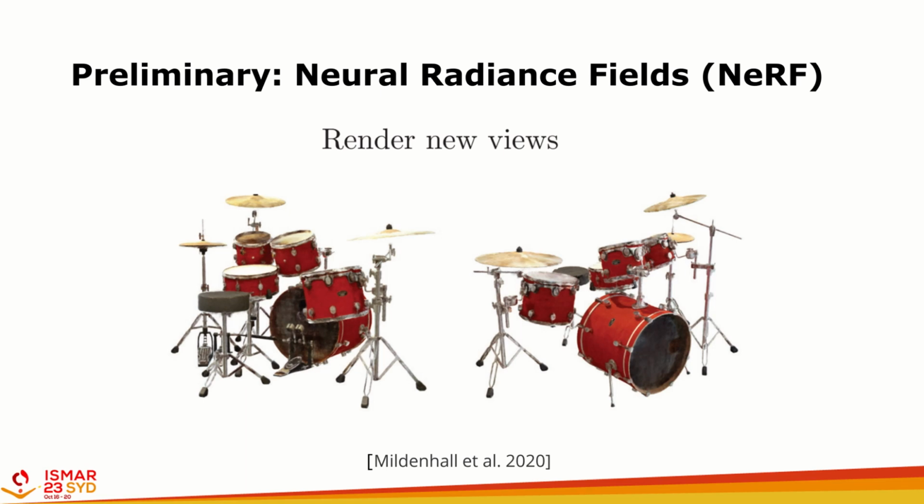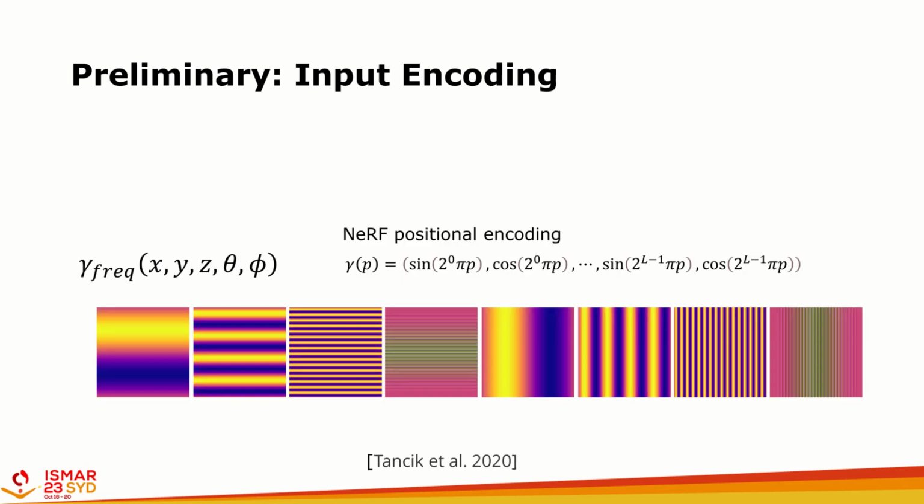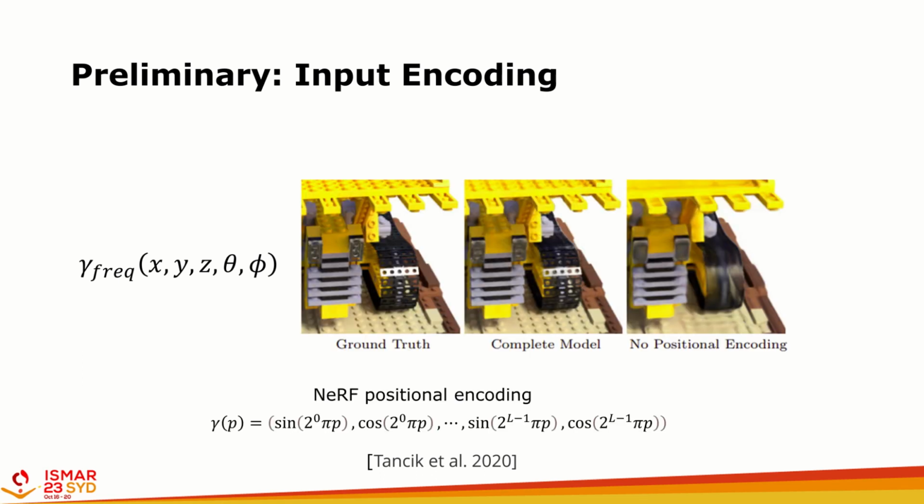Why is NeRF so successful? A key component of NeRF is input encoding, which lifts the input coordinates to higher dimensional frequency features. Usually, it is calculated using a series of sinusoidal functions with varying frequencies. This technique allows the neural network to effectively capture the fine details within the scene.